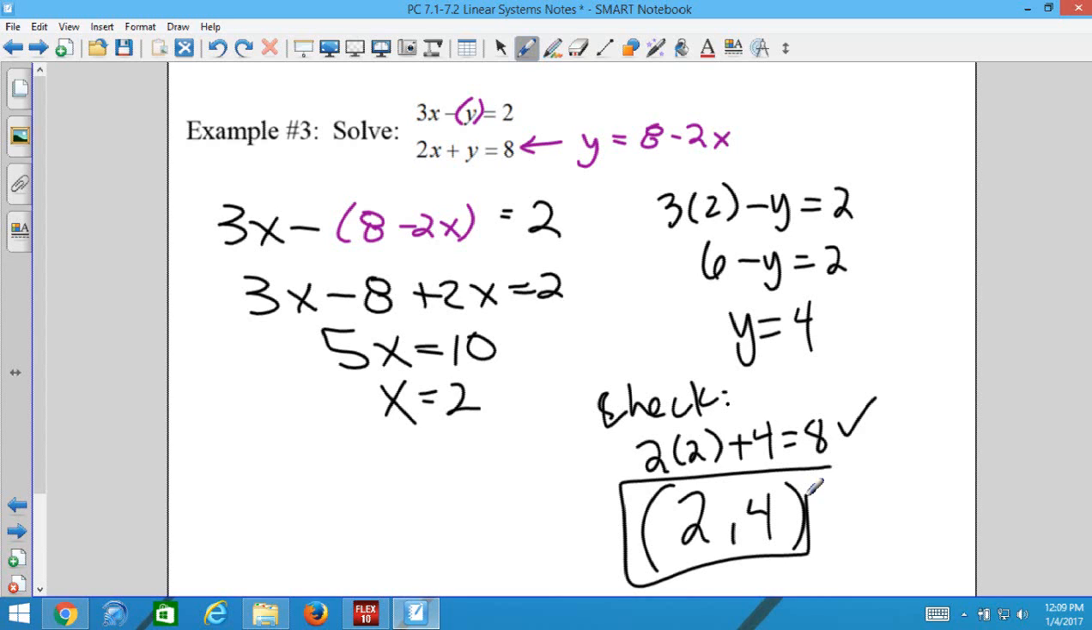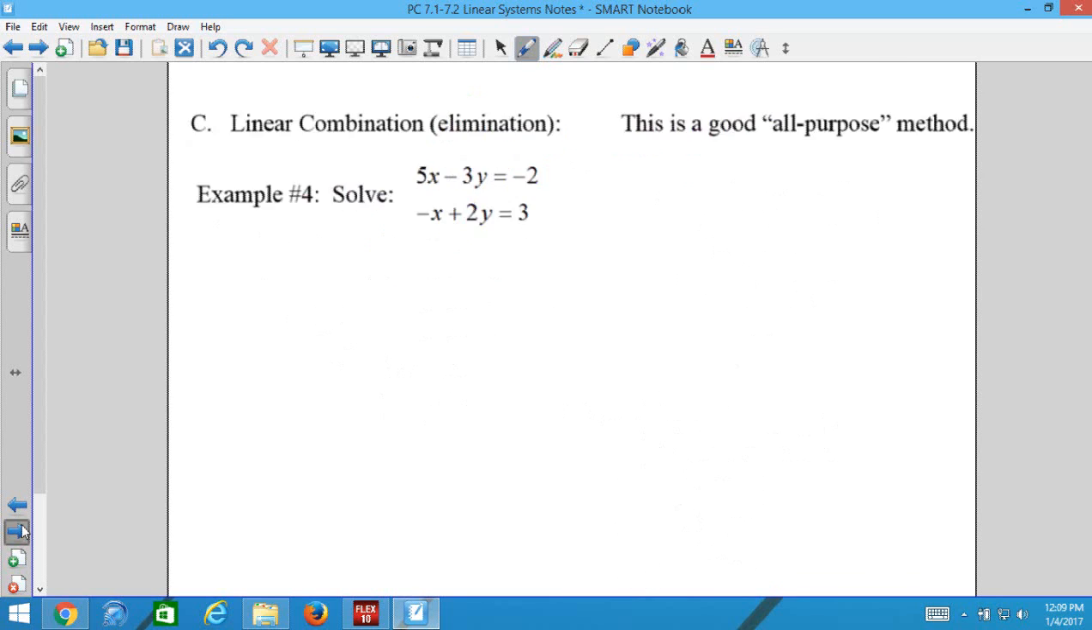Anytime you do go back and plug things in, for the most part, you always want to go back to the original questions when you're plugging stuff in. And when you're checking it, you definitely want to check in the original. Don't check in other forms of it. Okay. Let's move on to elimination.